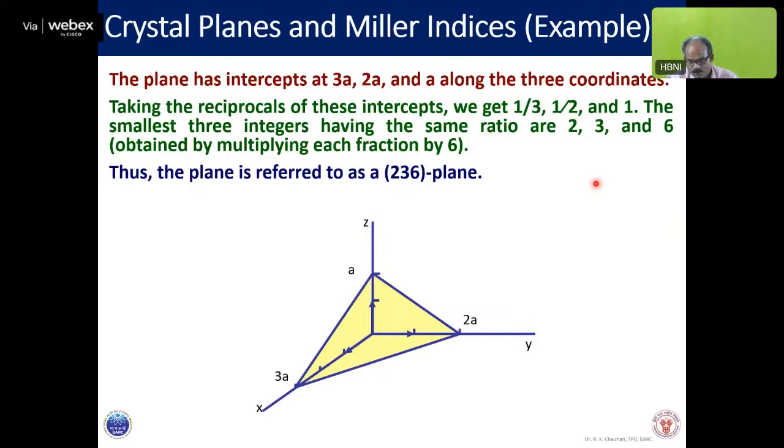Some of you may be thinking why actually these things are done in this way. Why do I need to take the reciprocal, like 1 by 3? I can simply say 3a, 2a, and a. What is the problem in that?